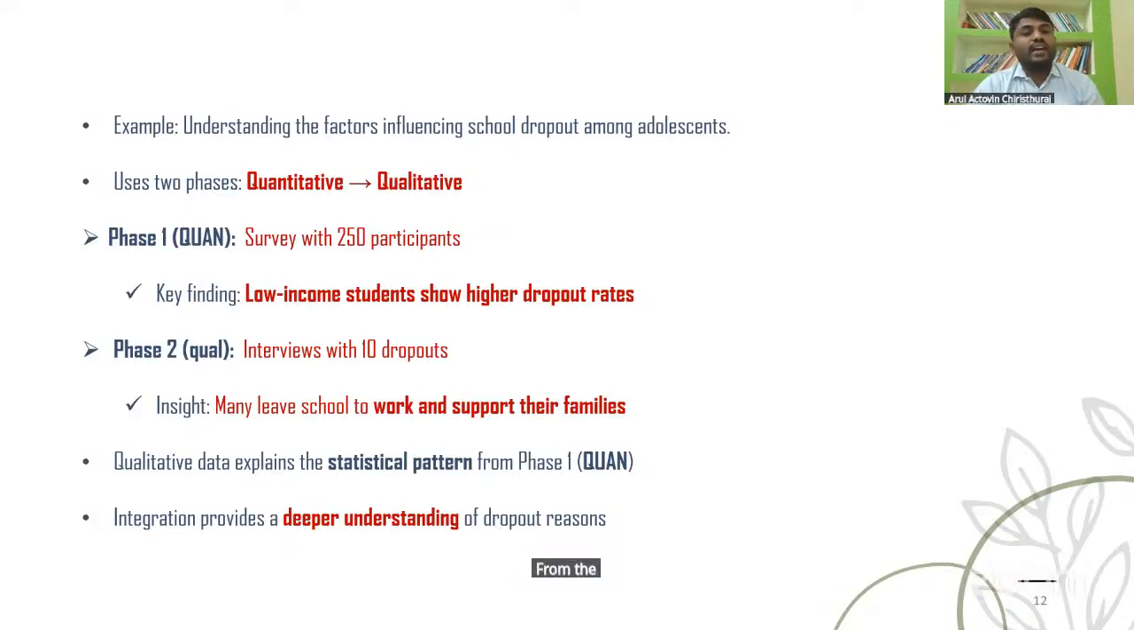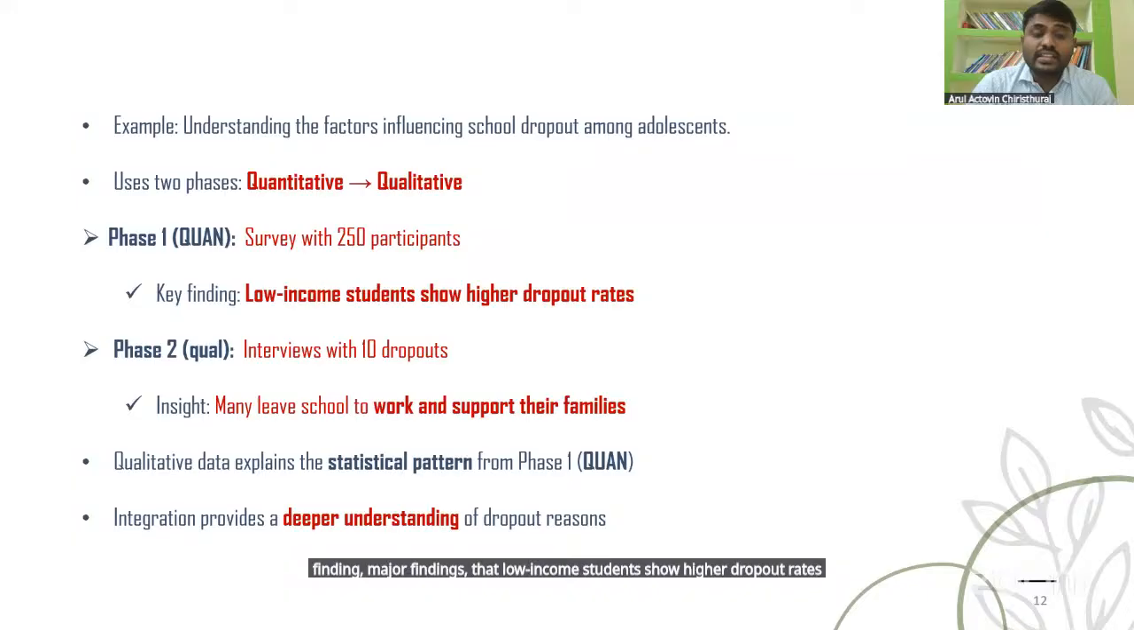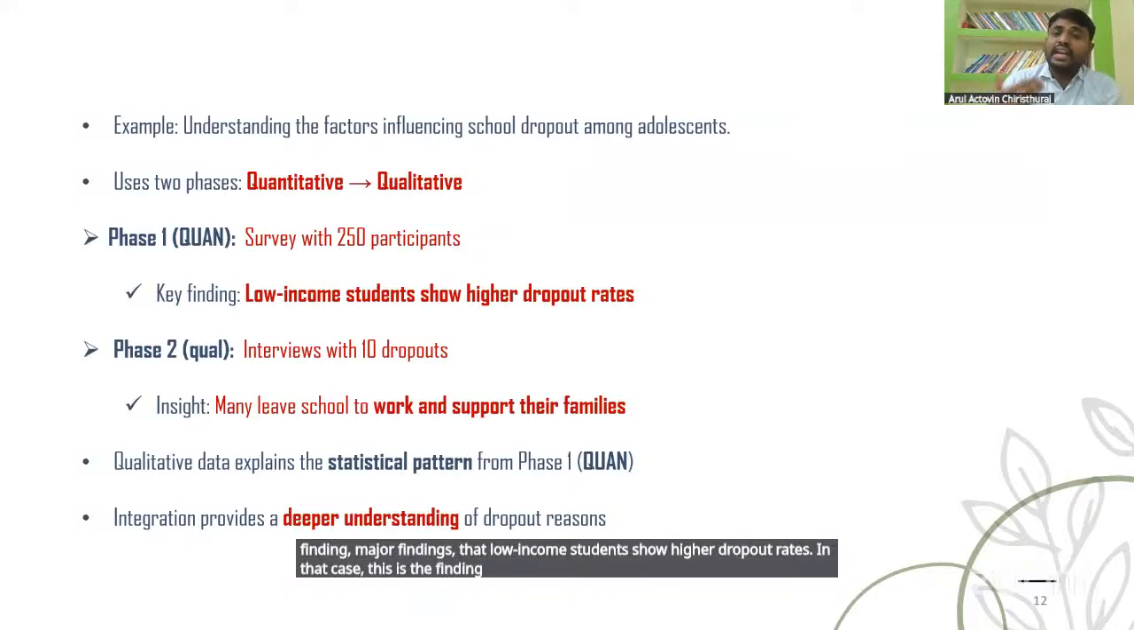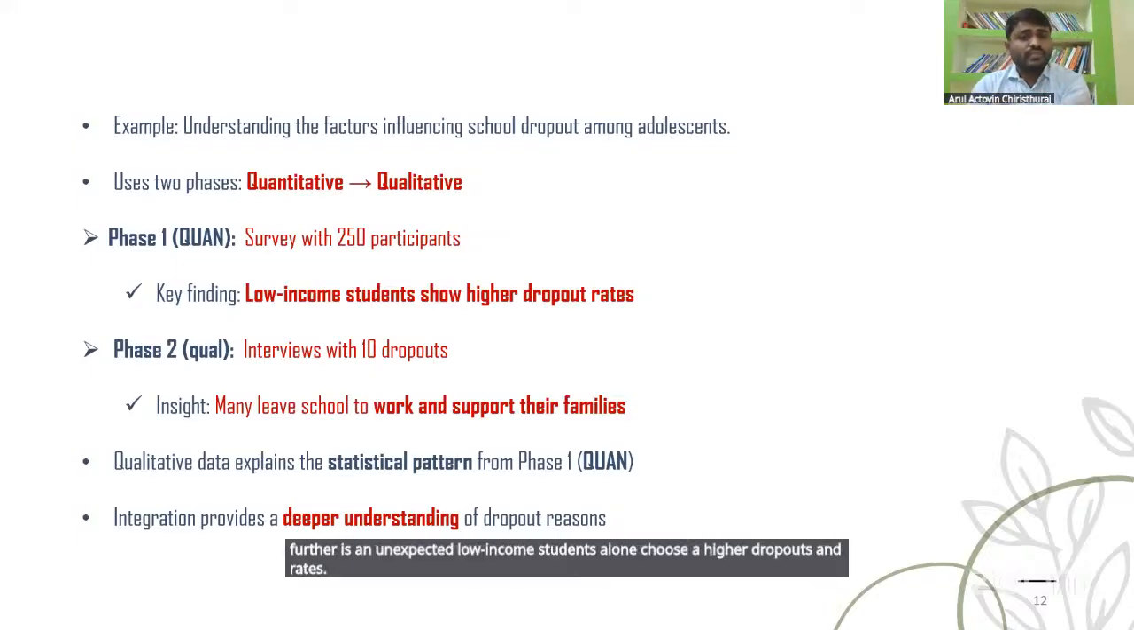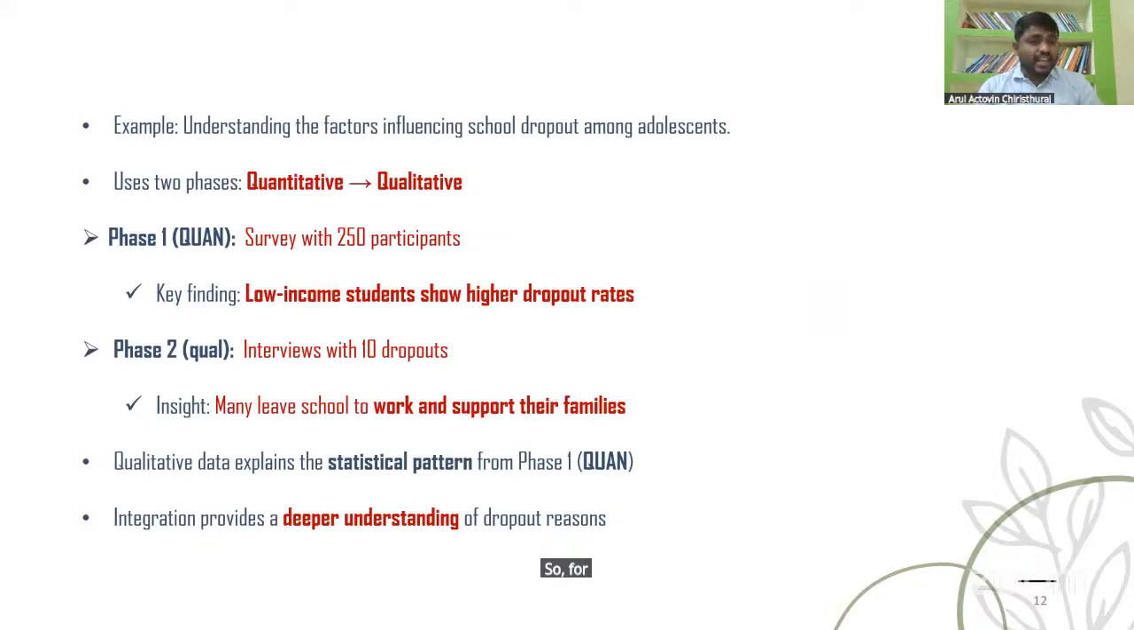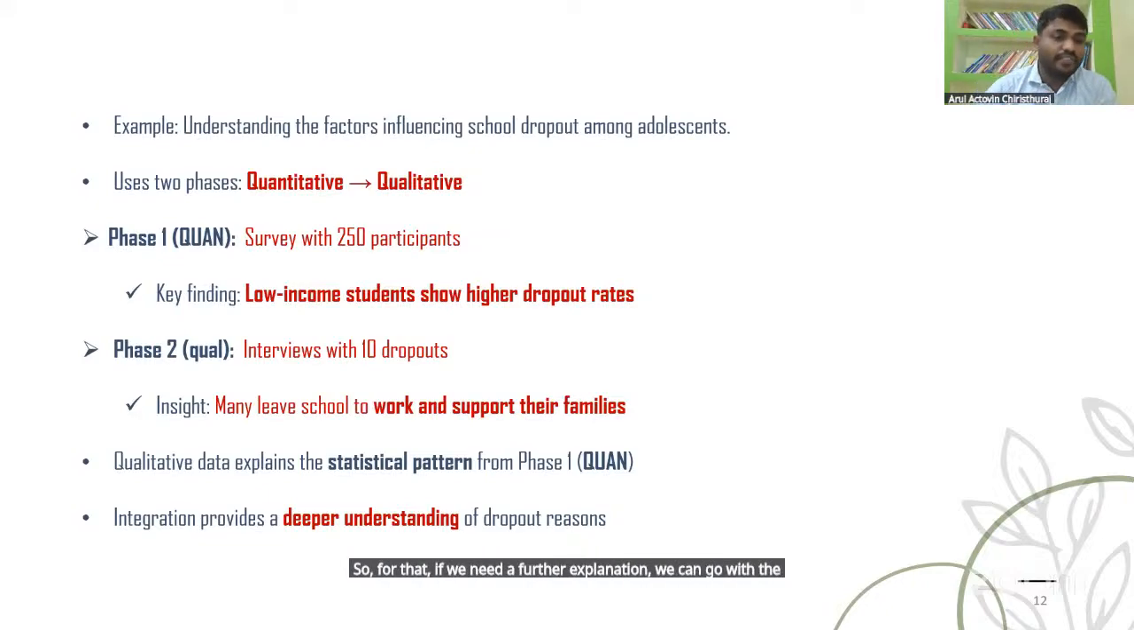From the quantitative findings, we got the major finding that low income students show higher dropout rates. This is the finding, and it was unexpected. Low income students alone show higher dropout rates. So if we need further explanation, we can go with the qualitative phase. Based upon the findings, we can go for interviews or case studies.